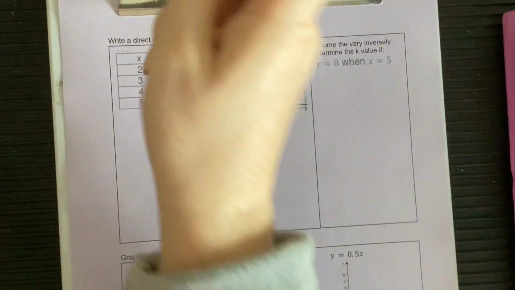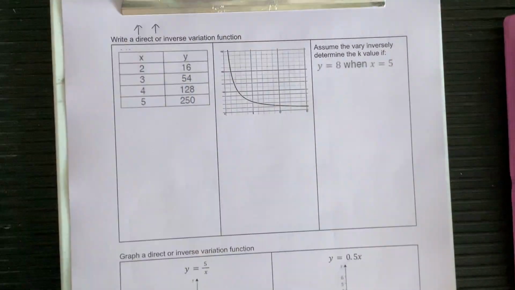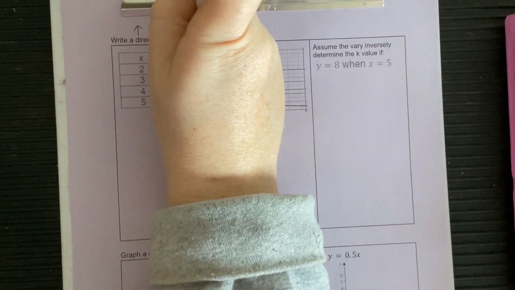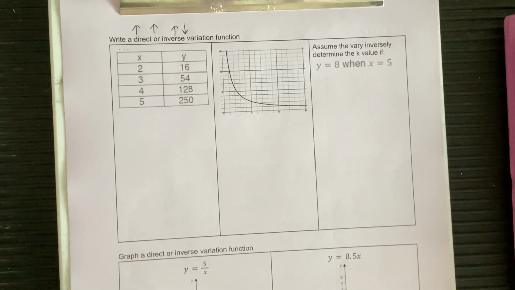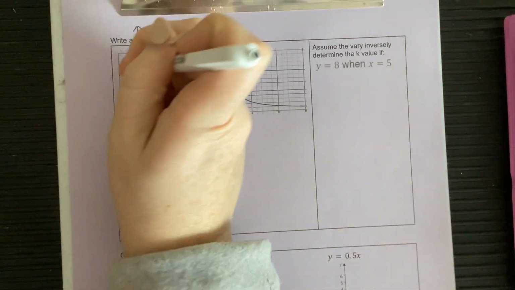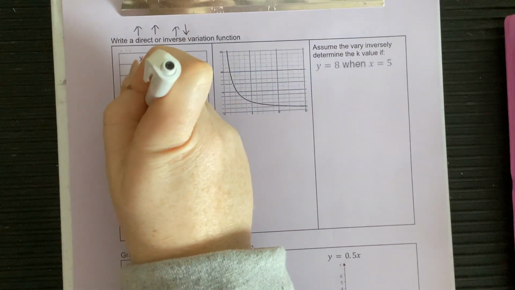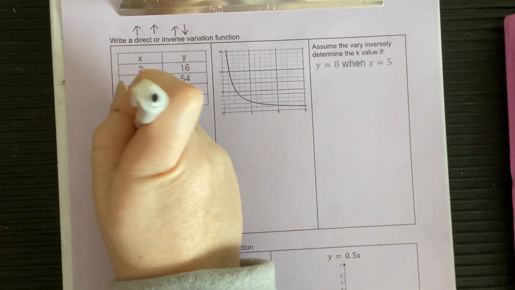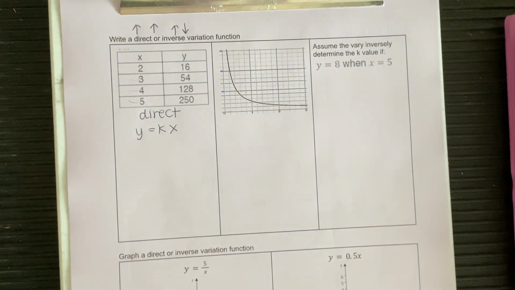The first thing you need to remember: direct means as one increases, the other increases. Inverse means as one increases, the other decreases. That's going to help you with something like this. On this first one, my x's are increasing, my y's are increasing. This is a direct variation. Now, if I wanted to write the equation, remember your direct is y equals kx.